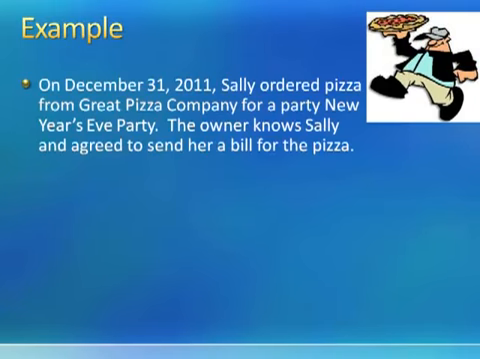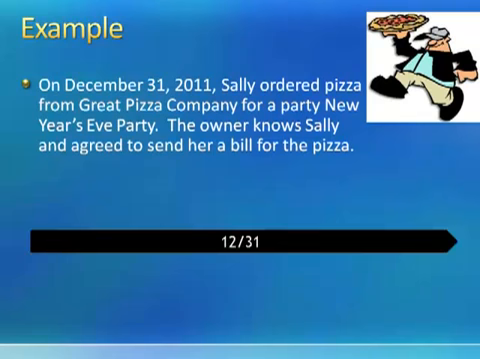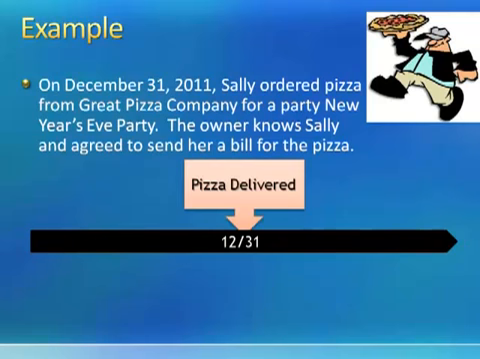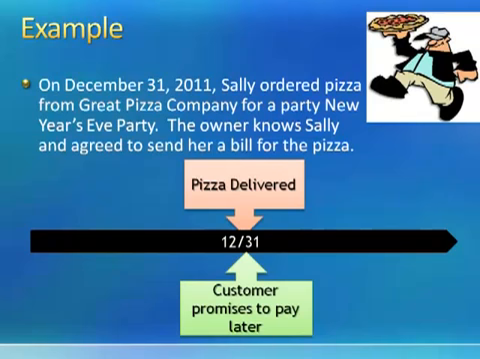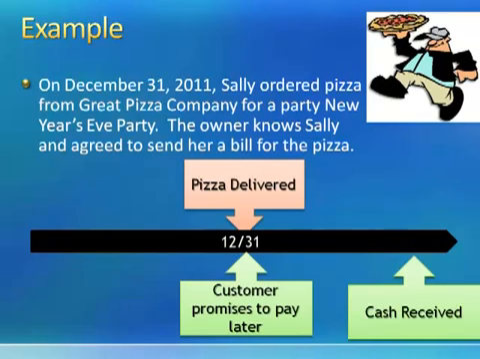The next example. On December 31st, 2011, Sally ordered pizza from Great Pizza Company for a party on New Year's Eve. The owner knows Sally and agreed to send her a bill for the pizza. So what happened on 12/31? The pizza was delivered, and the customer promises to pay later. The cash will hopefully be received at some point in the future.